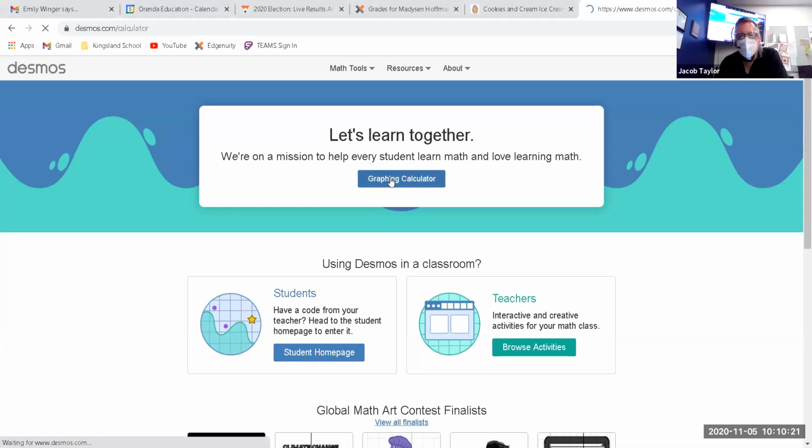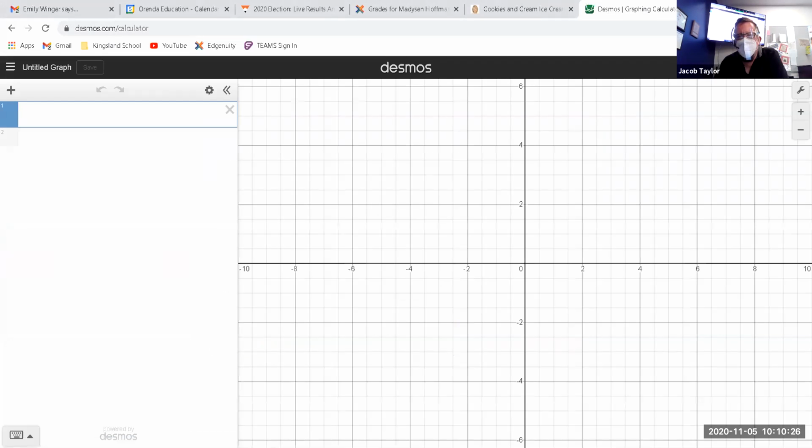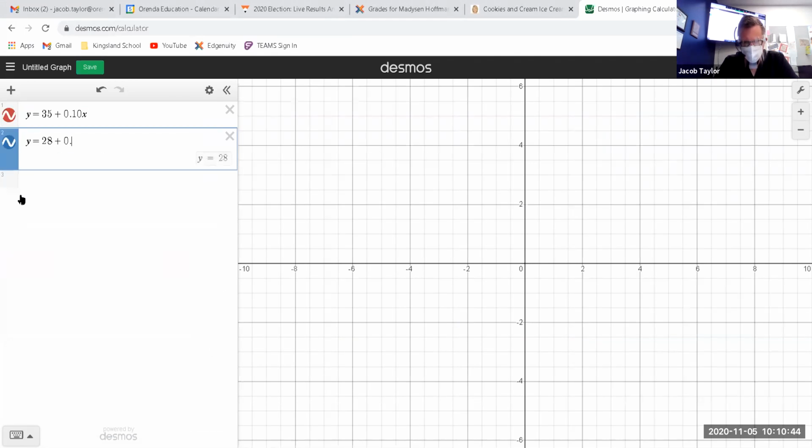I'm going to go to the graphing calculator, and I'm going to put in these two equations over here. So the first equation was, and I'm going to do y and x because that's what Desmos likes, y equals 35 plus 0.10x. And then I'm going to do the other plan, y equals 28 plus 0.14x. So there's Plan A and Plan B.